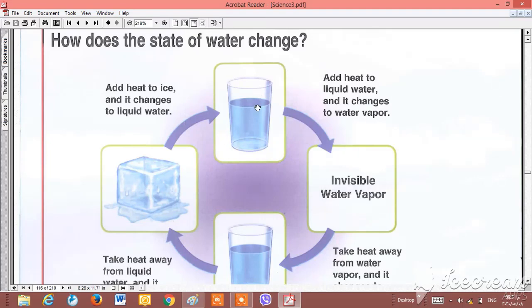Liquid water. The second: add heat to liquid water and it changes to water vapor.